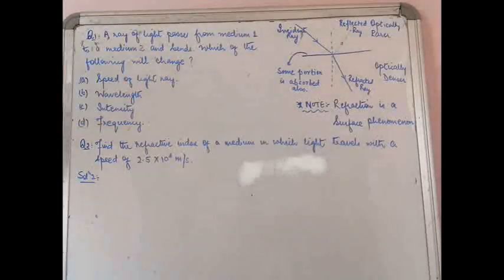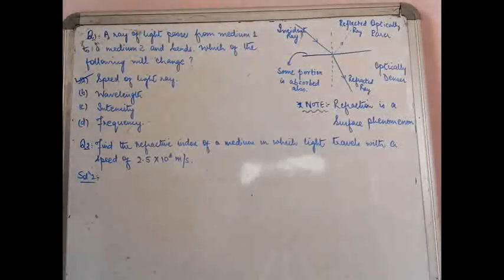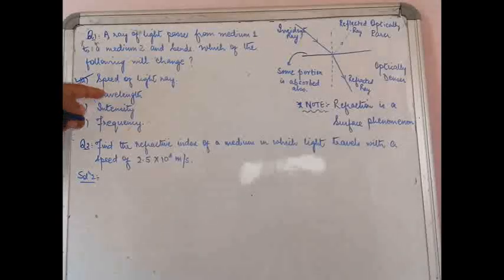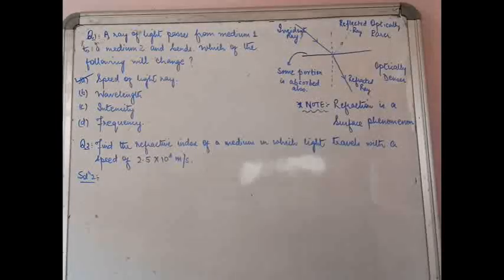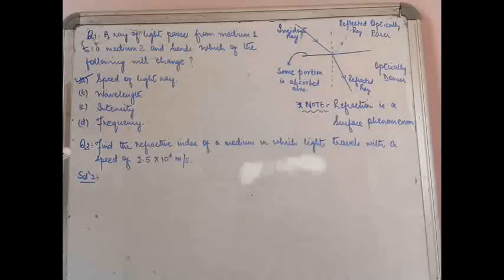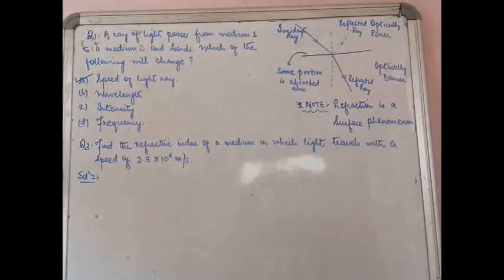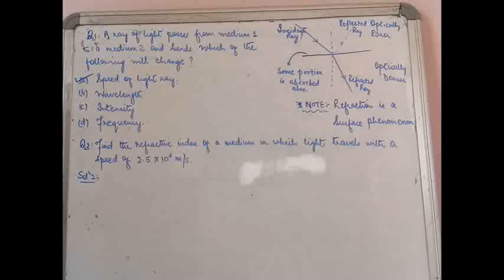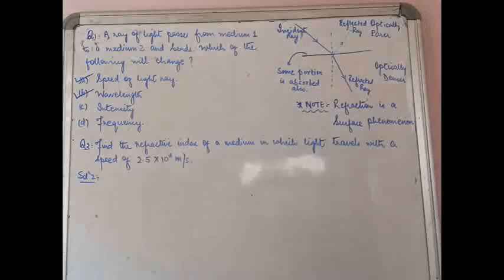So will the speed of the light ray change? Obviously, because of this change in speed of light only, the bending takes place. So for speed of light ray, you will put a tick. This is going to change. Now coming to the next part, the wavelength. Obviously the wavelength also changes because the speed of light is changing. Speed of light and lambda, the wavelength I just showed you, are directly related to each other. As wavelength changes, the speed of light also changes, or vice versa. So the wavelength of the light also changes.